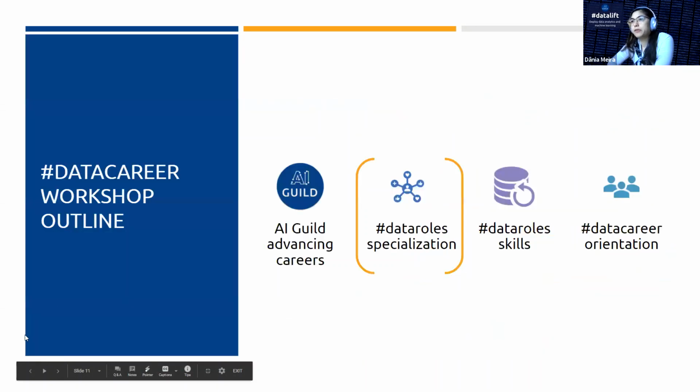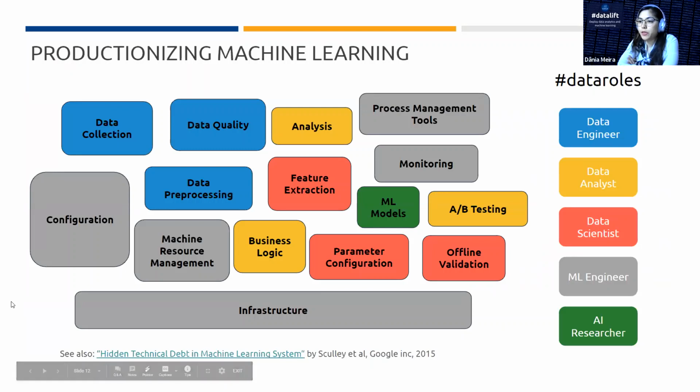So I move forward to the part where I talk about the different specialized roles that we have. I start with this image here. It's an adaptation from something that was published in 2015 already in a paper by Google researchers called Hidden Technical Debt in Machine Learning Systems. There, what we have is all of the pieces that are part of productionizing machine learning.